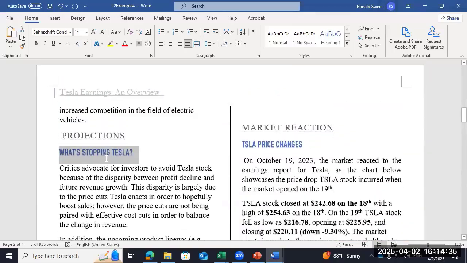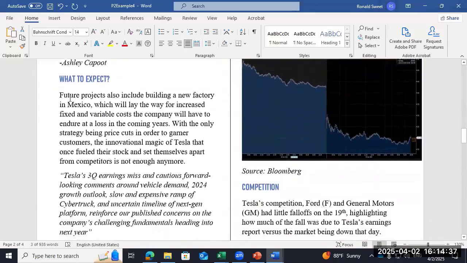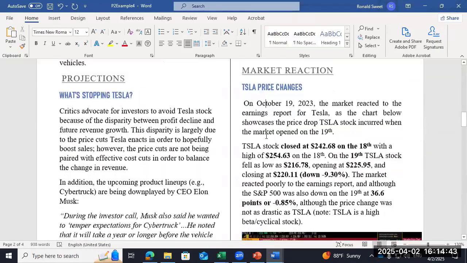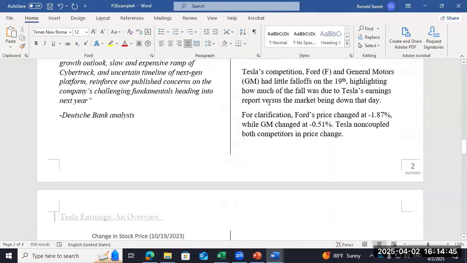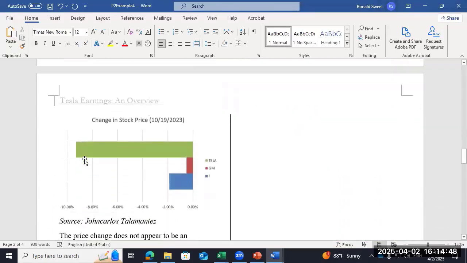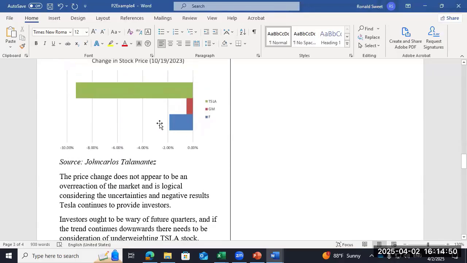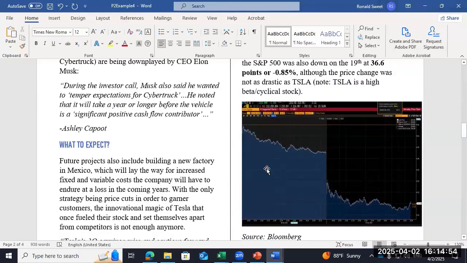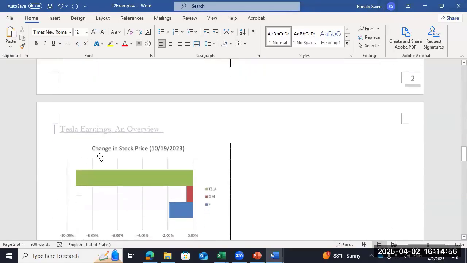Obviously, this is pre-election, before we knew Musk was going to be involved in all the Doge stuff. Then they talked about the stock market reaction. How do competitors do? That's not a bad way to do it. Just put them all on a chart. You notice they didn't put that chart in there. They created their own chart.